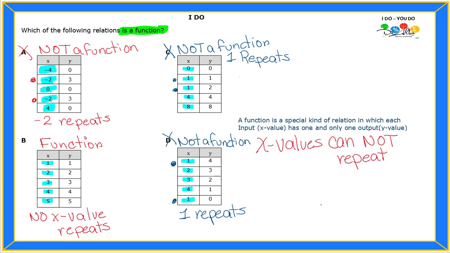Okay? And that was the only one I found, on letter B, right? We said that B was actually a function because B has no values of x repeating. So therefore, my answer is letter B for that.